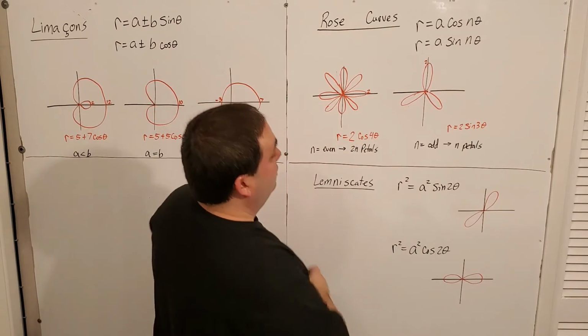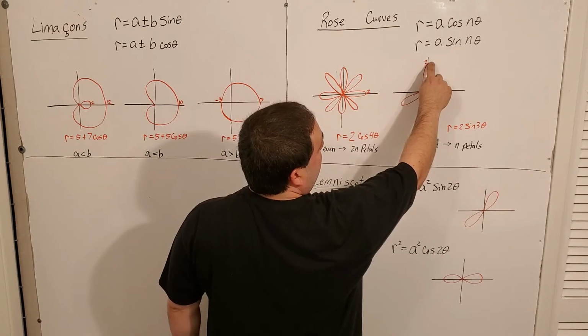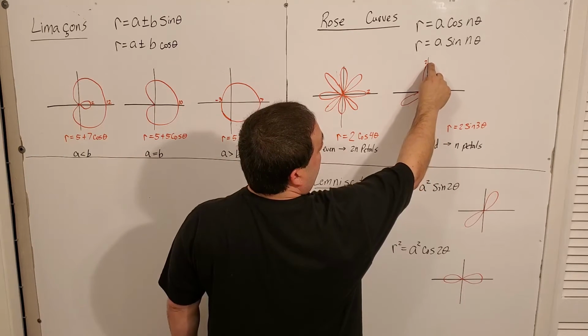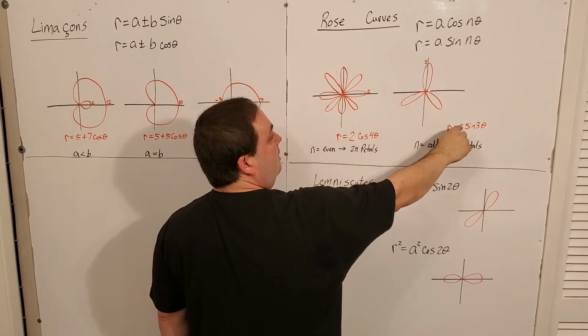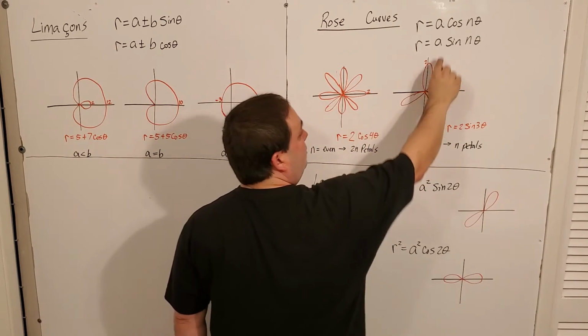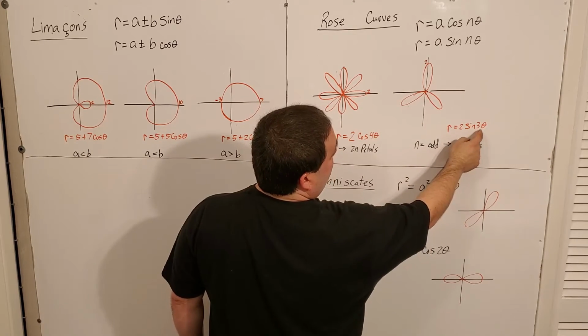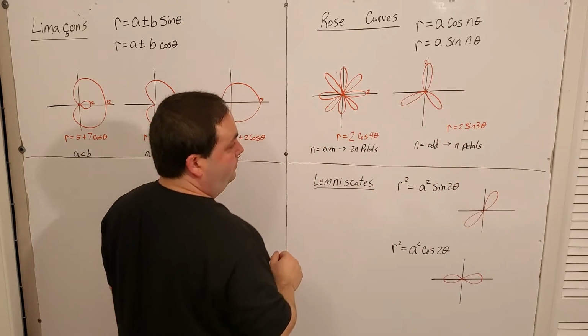Same thing with the odd ones, right? It starts over here. Well, in the origin right here, it goes up. It comes down and it graphs this one. Then it comes around like this, and then it goes up like this again. Okay? Notice if it's odd, you get the same number of petals as that number.